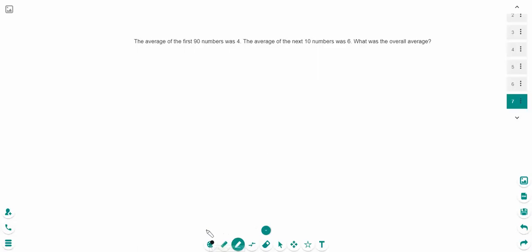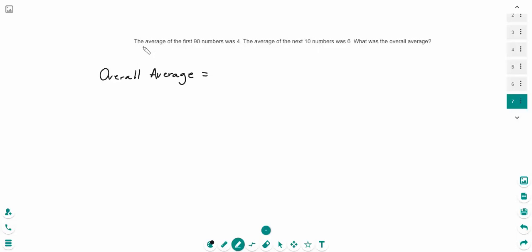All right, so we're looking for the overall average. The overall average is going to be everything added up and then divided by how many numbers there are. So the overall average is going to be equal to the average. Well, what's the sum? What are all the first set of numbers? What's the sum of all of those numbers?